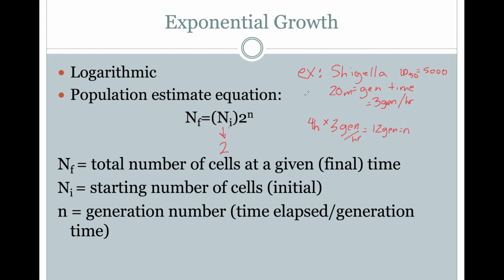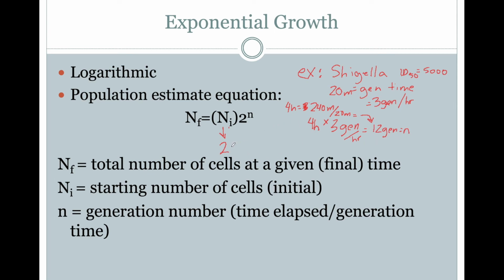Alternately, if we didn't calculate that number and just took the initial 20 minutes, we could say in 4 hours, that's 240 minutes divided by 20 minutes of the generation time, which makes the same thing: 12 generations, which is again our n number.